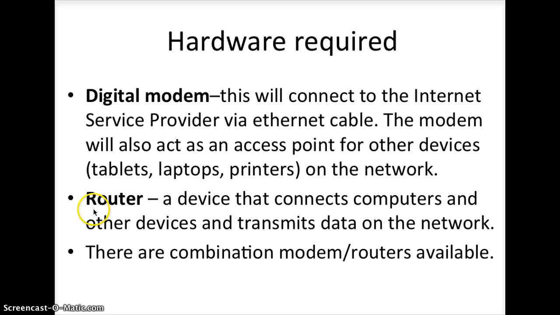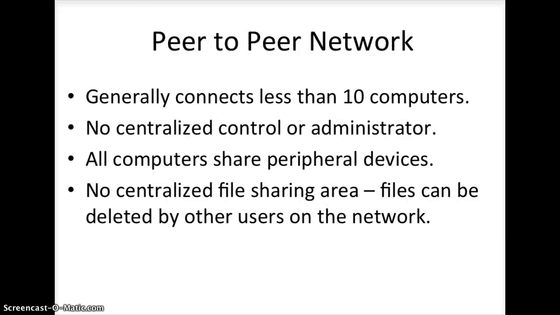A router is a device that connects computers and other devices, and it transmits data on the network. So that'll be connected to your modem. Sometimes you can have the modem and routers all in one package. So it's a combi, I guess, which is kind of handy because it's all in one package. That will be connected via cable, but from that there'll be a wireless access.